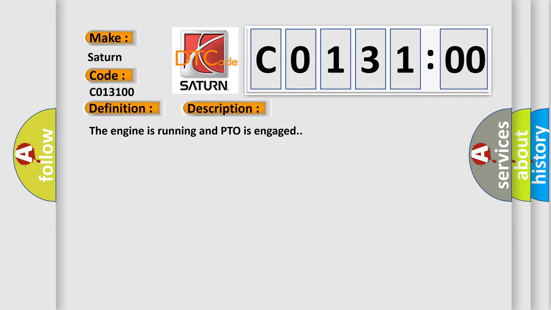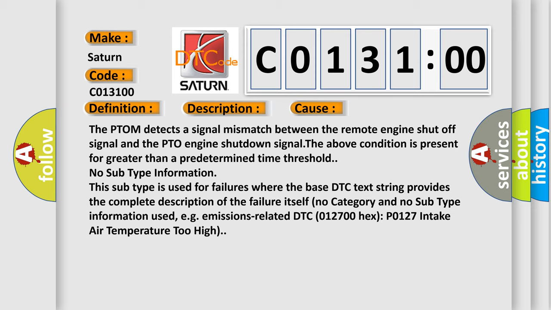The engine is running and PTO is engaged. This diagnostic error occurs most often in these cases. The PTOM detects a signal mismatch between the remote engine shutoff signal and the PTO engine shutdown signal. The above condition is present for greater than a predetermined time threshold. No subtype information. This subtype is used for failures where the base DTC text string provides the complete description of the failure itself. No category and no subtype information used, e.g. emissions related. DTC 012700 hex P0127 in intake air temperature too high.